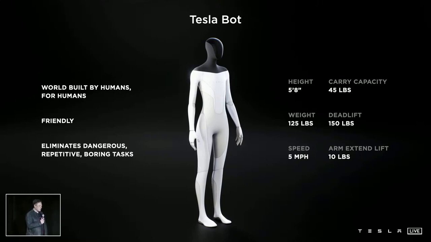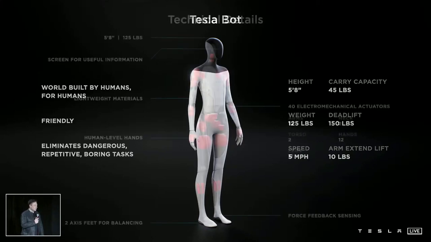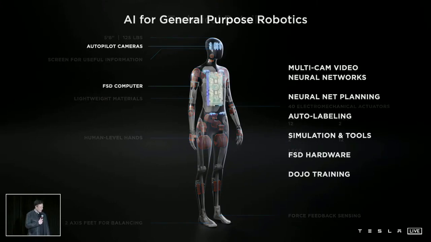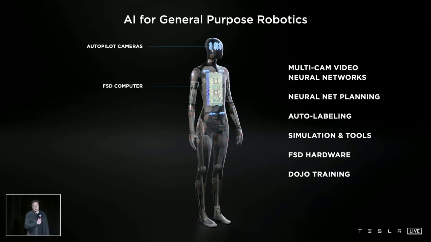So it'll be a light, yeah, anyway, 5 miles an hour. If you can run faster than that, it'll be fine. So yeah, it's around 5'8". Has sort of a screen where the head is for useful information, but it's otherwise basically got the autopilot system in it. So it's got cameras, got 8 cameras, and the full self-driving computer, and making use of all of the same tools that we use in the car.